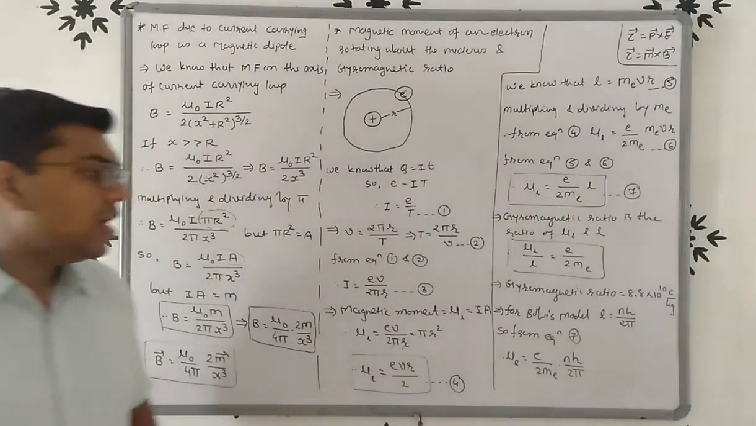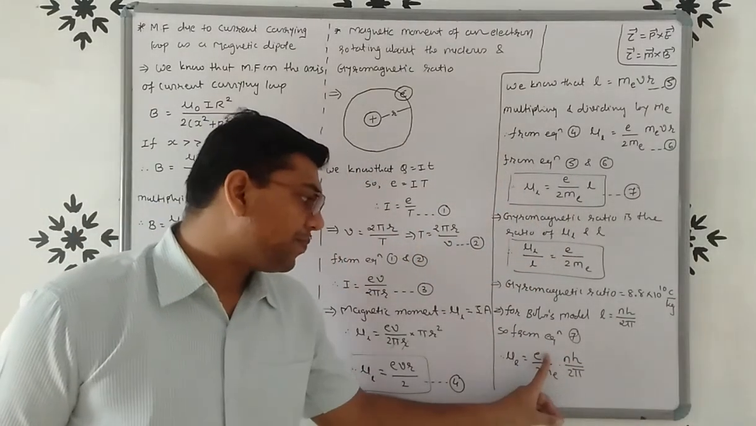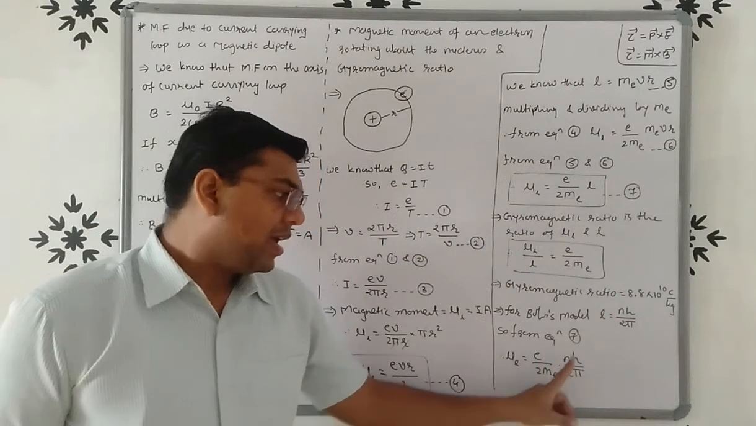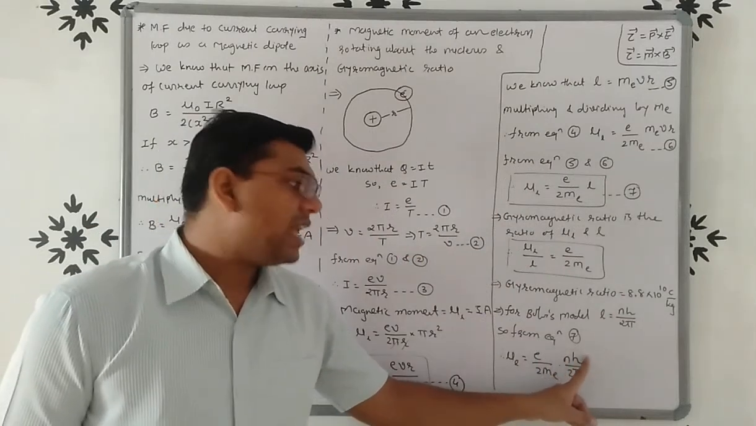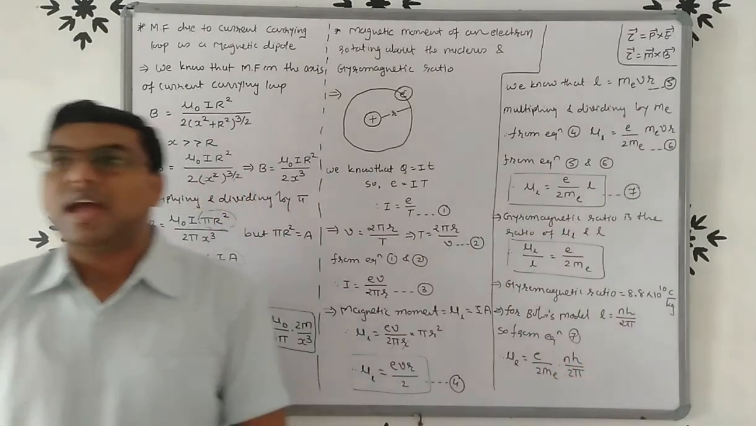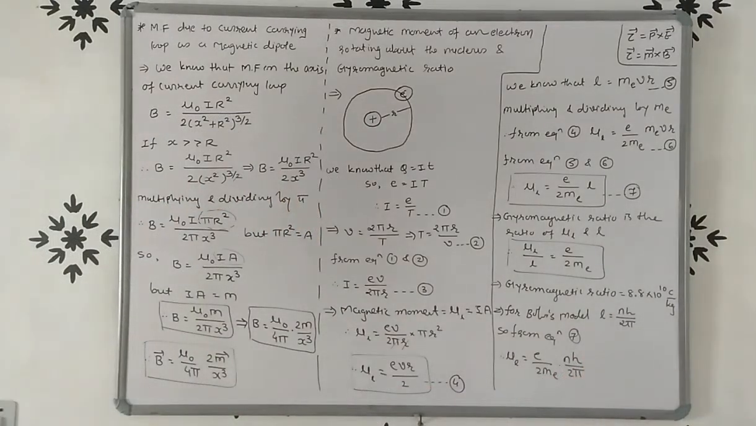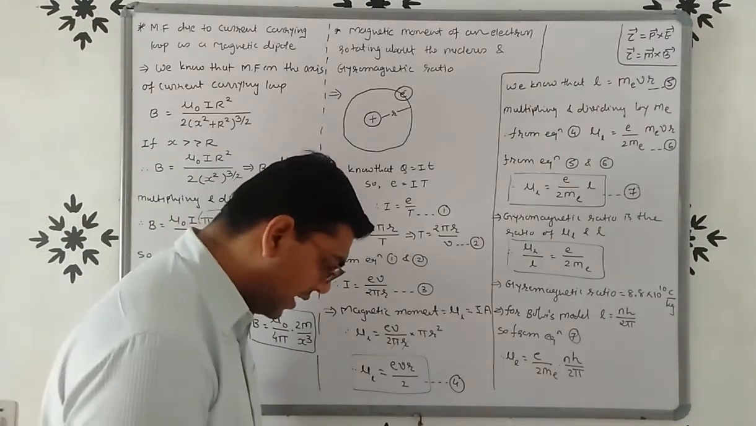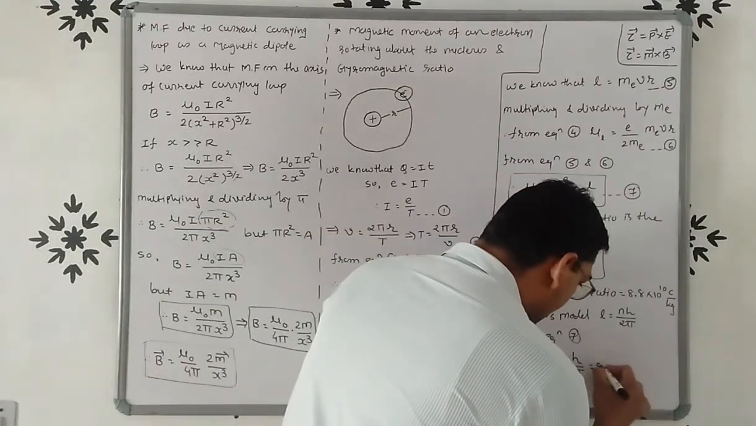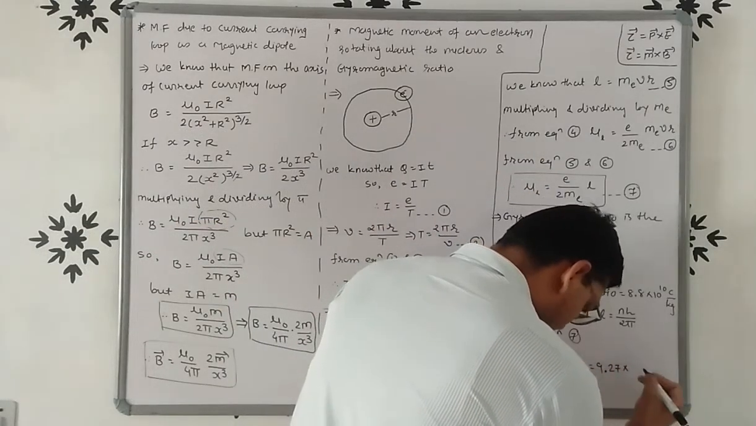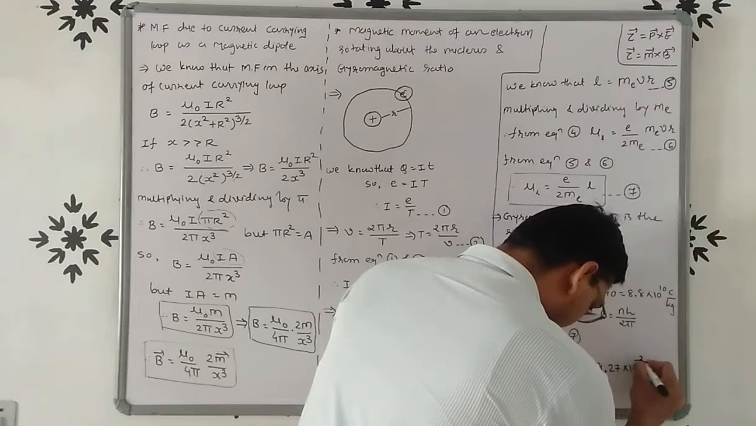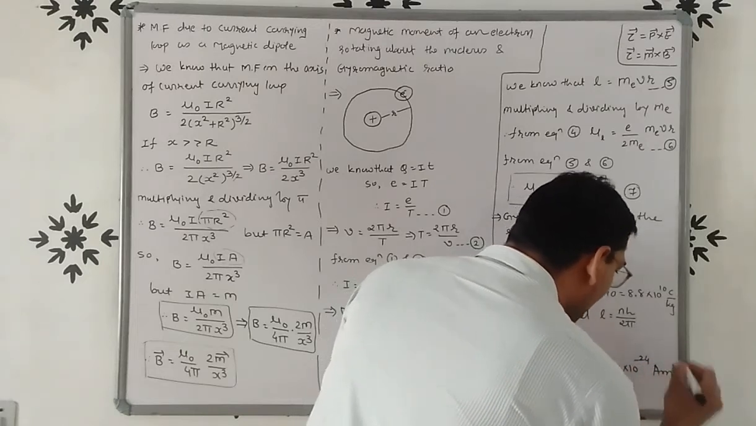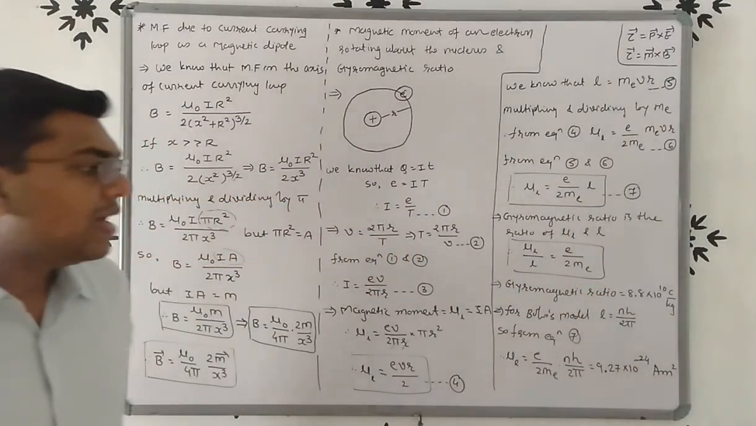Now if you put the value of e, m_e, n, h and π and calculate it, then you will get 9.27 × 10^-24 ampere meter square. Right? Once again, friends.